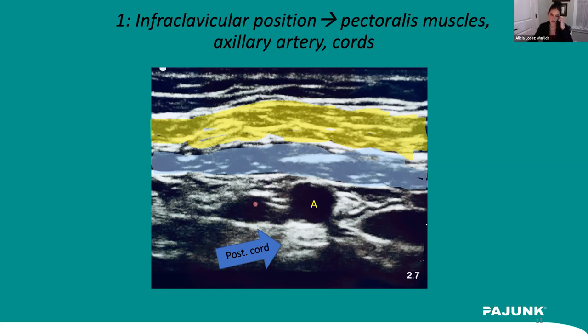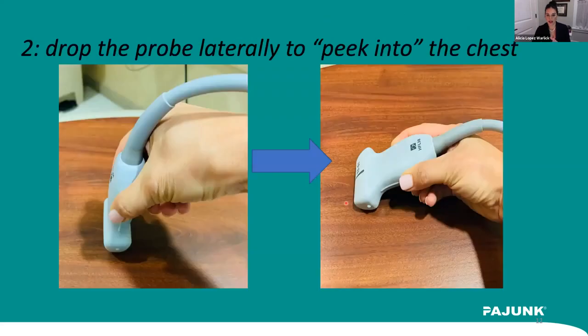You can actually see the cord coming off here. This is the posterior cord. And this is the lateral cord. And so these two cords, the medial and the lateral cords, give rise to the lateral and the medial pectoral nerves that eventually supply those pectoralis muscles. So let's go to the second position. How am I going to get to the second position?